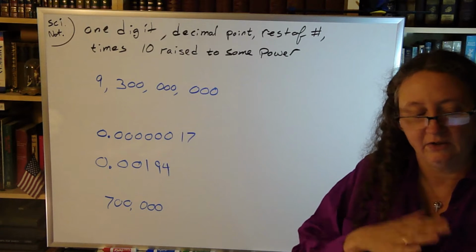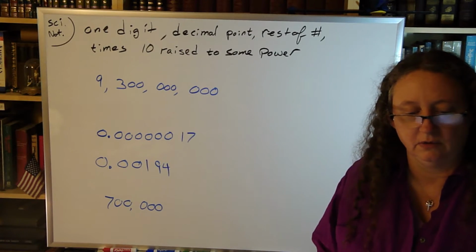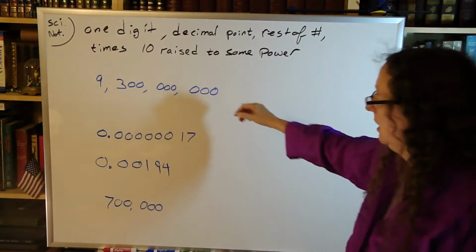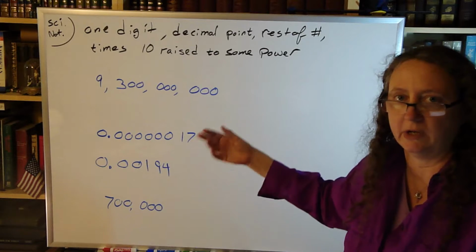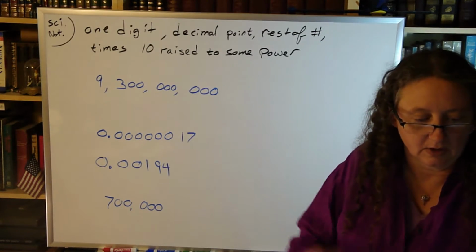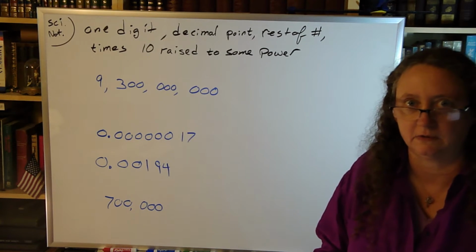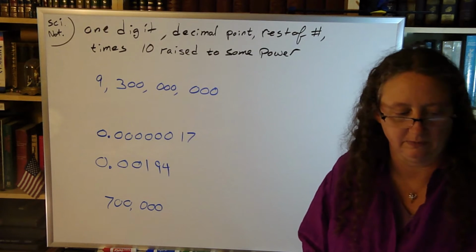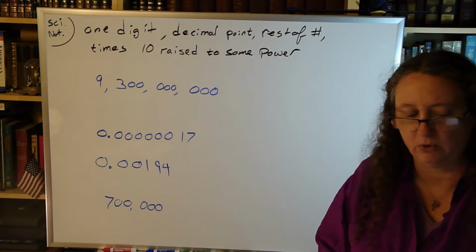So that was the book. What I say is 1 digit, then the decimal point, then the rest of the number, times 10 raised to some power. And the power is what we're going to have to figure out. So in my example, I have it written 3.409 times 10 to the 5. That's 1 digit, then the decimal point, and the 10 has an exponent on it. No other exponents in there at all.